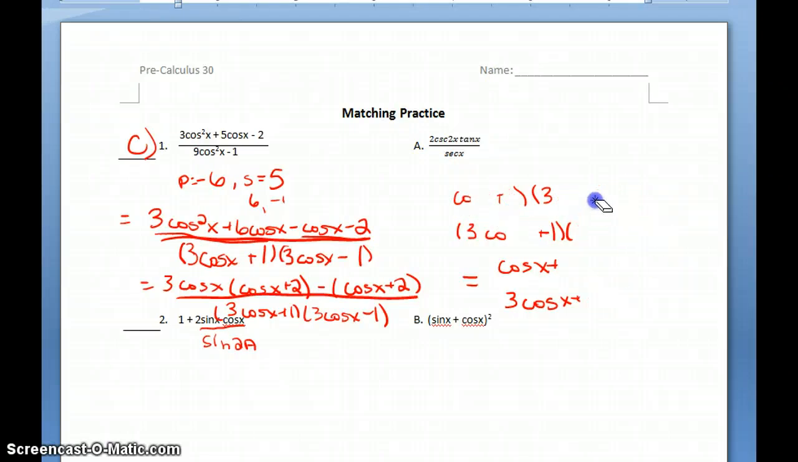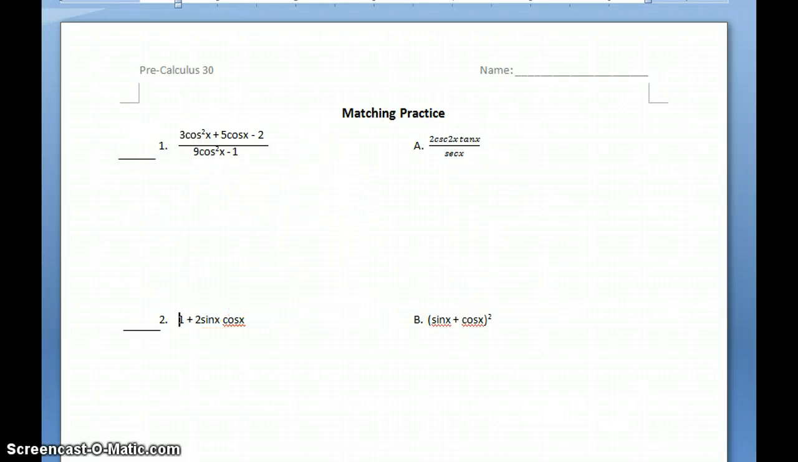Hopefully you guys still have some room, or if not, write this on the back side of that paper. I'm going to delete all this since it's not erasing nicely. Sorry.